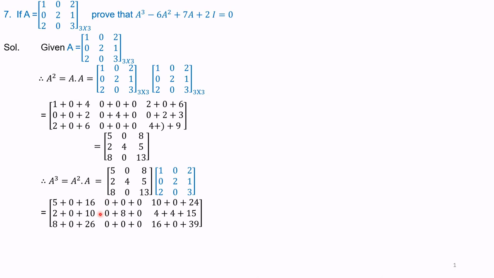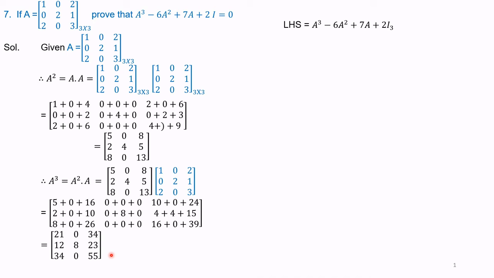8 plus 0 plus 26. Then again third row, second column 0 plus 0 plus 0. Third row, third column 16, 0 plus 39. Simplifying, we get A cube is equal to [21 0 34; 12 8 23; 34 0 55].